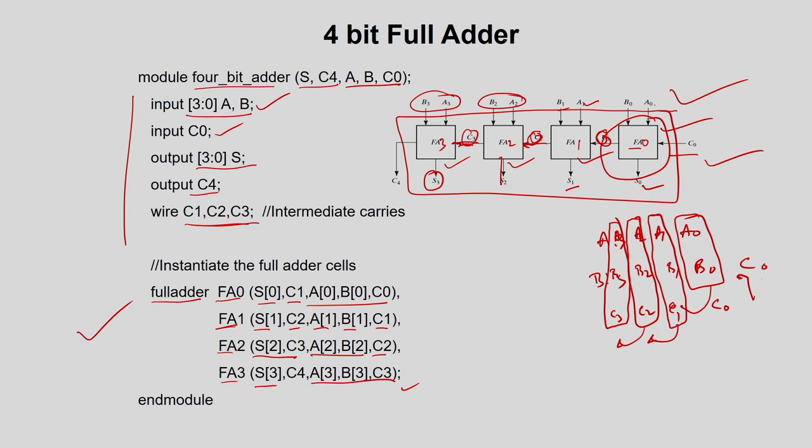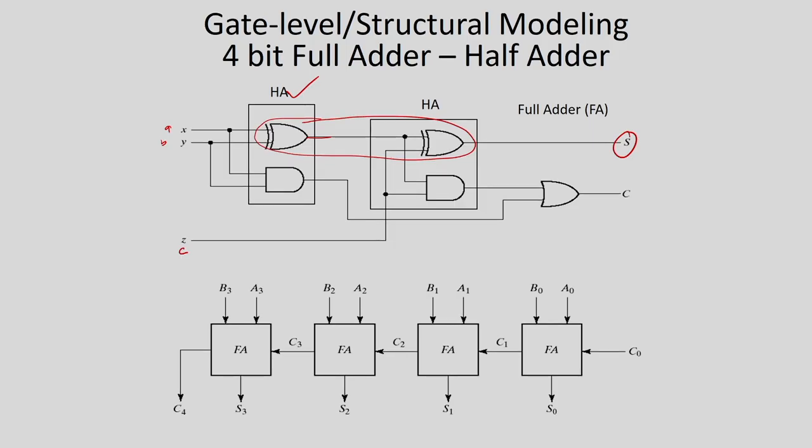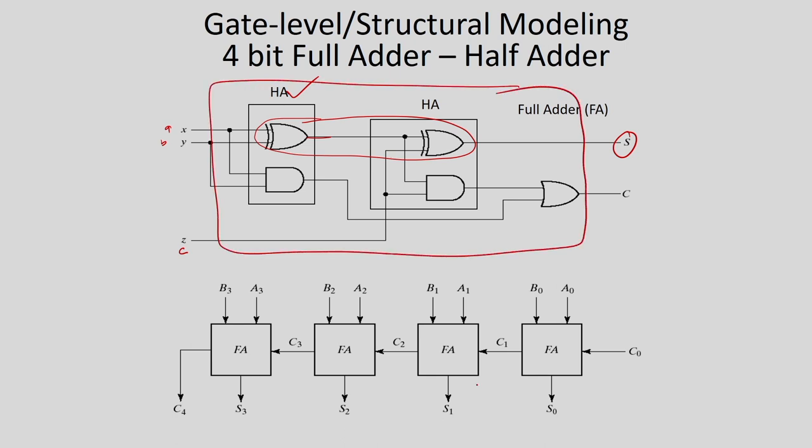So, this is a very nice example of how you can do hierarchical development of an adder using modules. Just to summarize, I declare a half adder, then I am going to use this half adder to declare a full adder, and then I am going to use this full adder 4 times to declare a 4 bit adder. Okay. So, this is how we can do designs at the gate level.